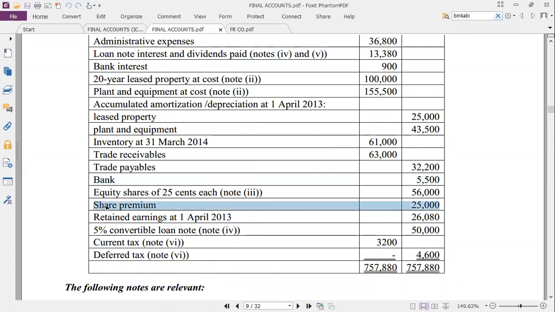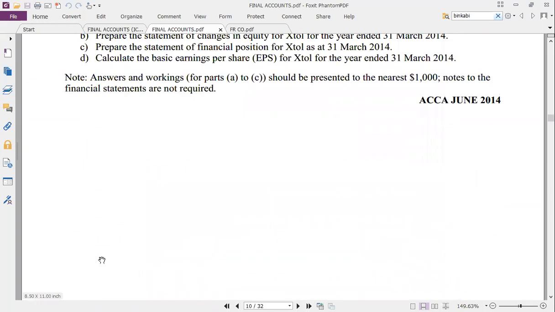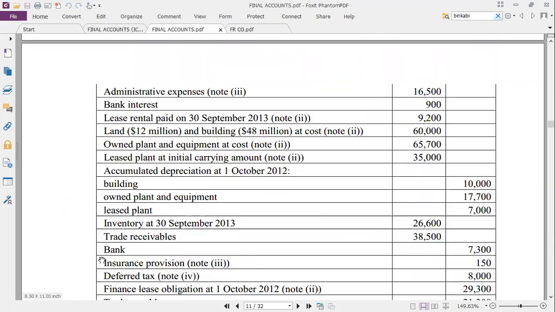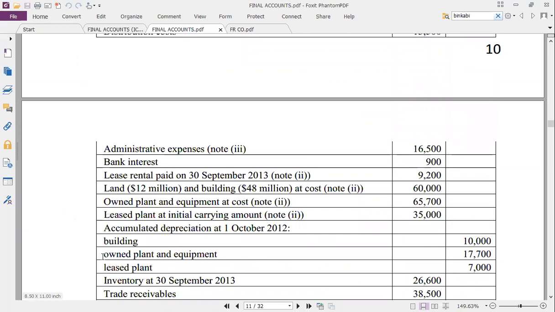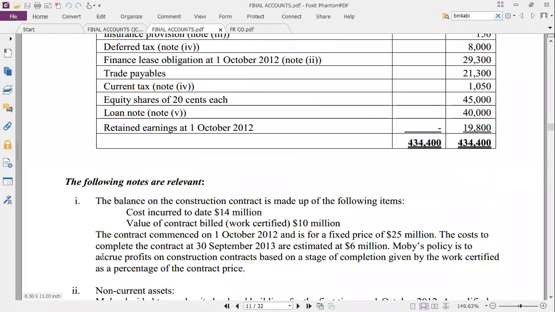Share premium is part of what? Part of the equity items. Retained earnings, 5% convertible note, and then we have fully solved this question. For Mobi, I'll just explain how the notes will be treated. And for Mobi, I'll go to Redraft and then scan through one question after Redraft.